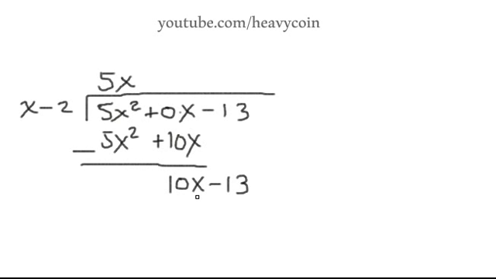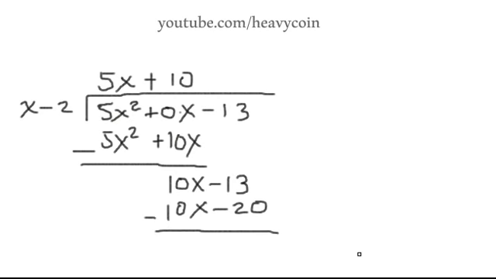So x goes into 10x, and that's going to be a plus 10. And then we go back through. 10 times x is 10x, and then 10 times negative 2 is going to be the minus 20 there. Okay, then we take their difference.